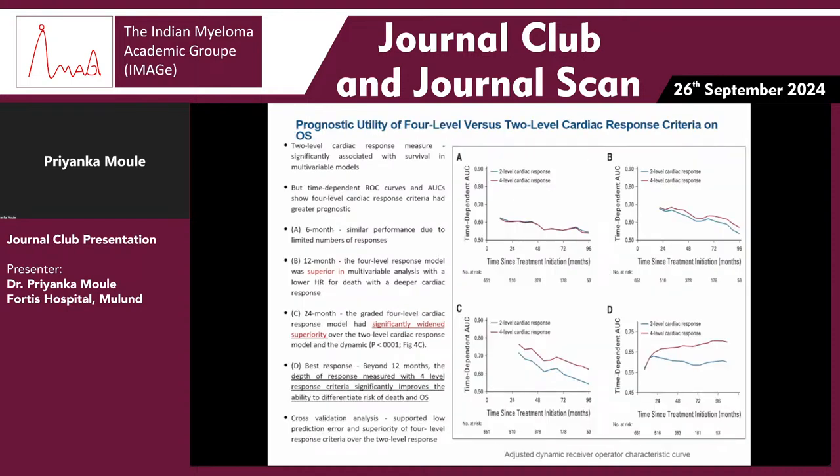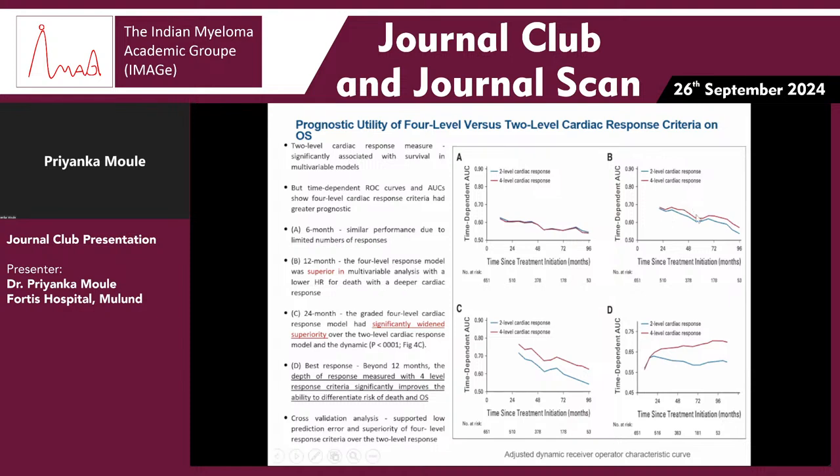Next, the prognostic utility of the 4-level versus the 2-level cardiac response criteria on overall survival. They analyzed this by using the ROC curves and the AUCs. In the first graph at the 6-month time point, the blue line is the 2-level cardiac response and the red is the 4-level cardiac response. At 6 months, not much difference is seen in both of them, but this may be because of the limited number of responses that were achieved at the 6-month time point.